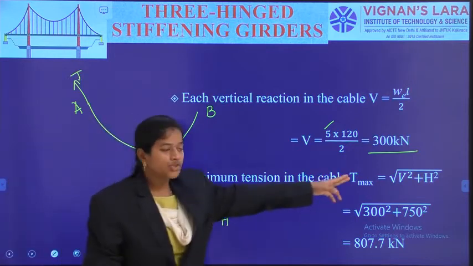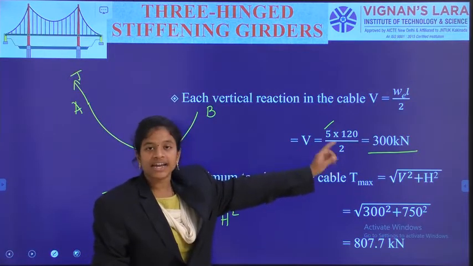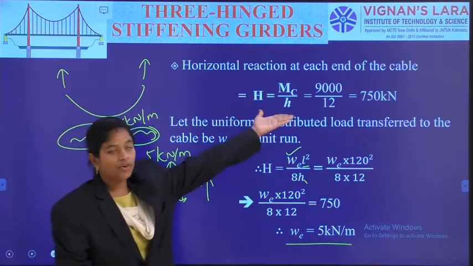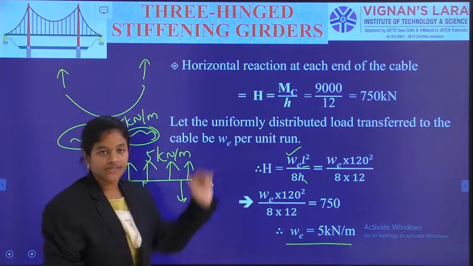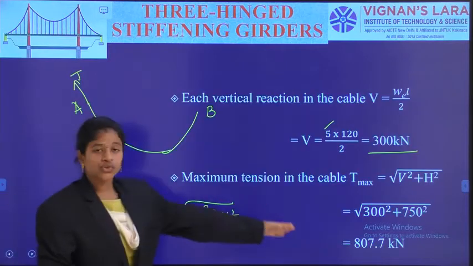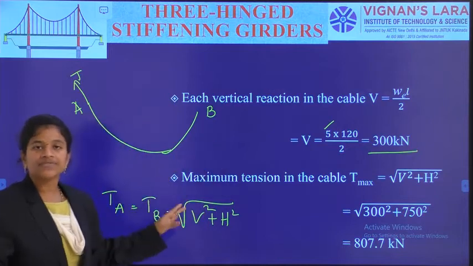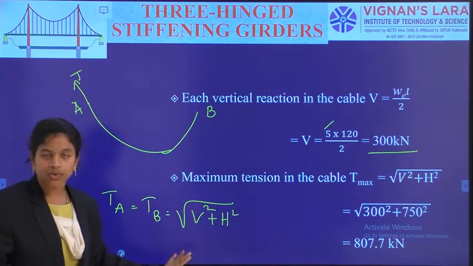So the substitution of capital V, just now we have got as 300 kN and capital H in the previous step only I have got it as 750 kilonewtons. Using these two answers, I have calculated maximum tension in the cable. So in this way, calculation of maximum tension is completed.